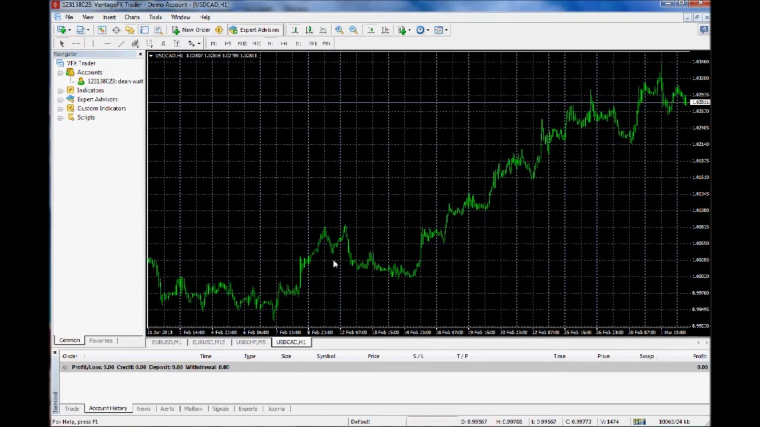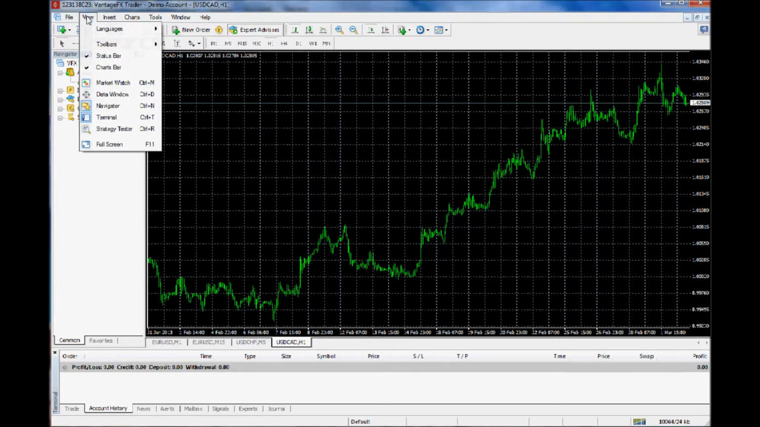So once we've chosen the chart that we wish to trade on, we can have a look at different things here.